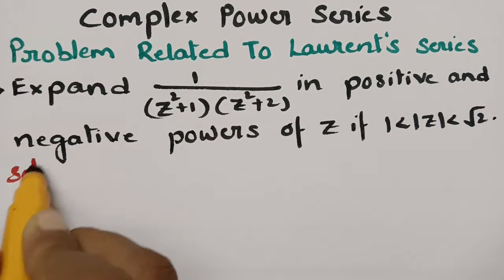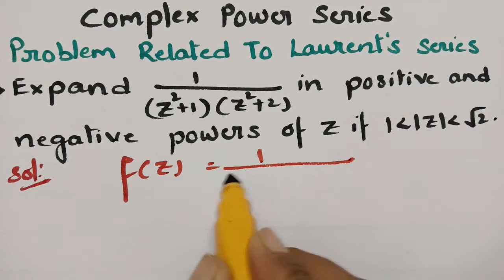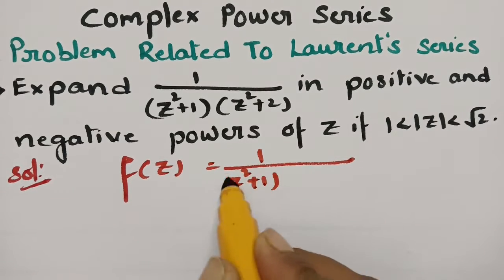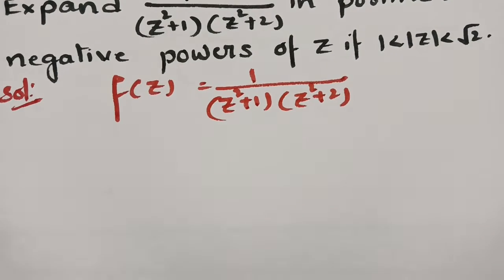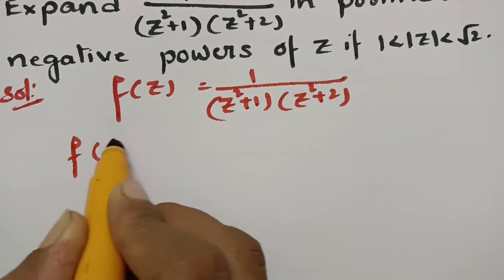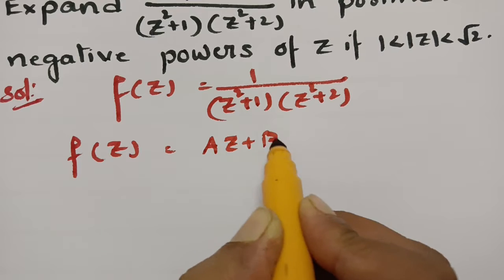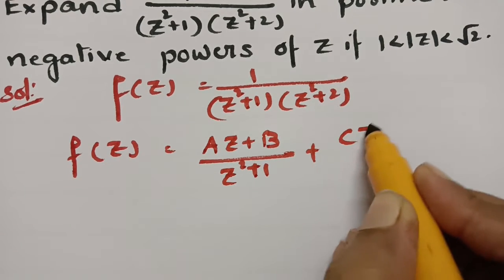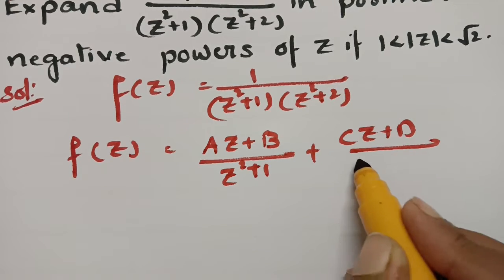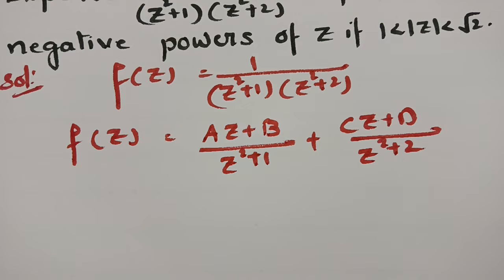See here in the solution, what is f of z given? f of z is given as 1 by (z square plus 1) into (z square plus 2). Now I am going to resolve into partial fractions. So f of z can be written as (az plus b) by (z square plus 1), and again (cz plus d) by (z square plus 2). Now we are going to find out the values of a, b, c and d.